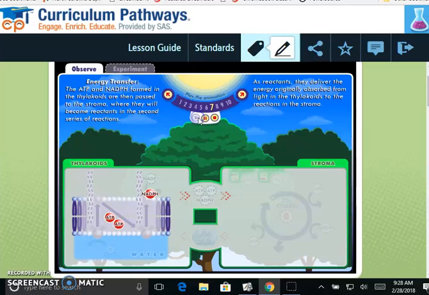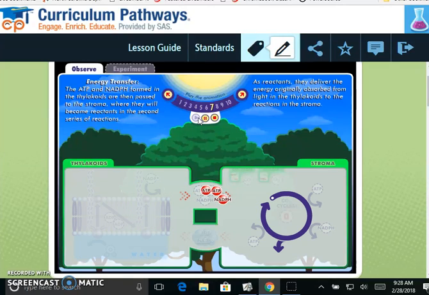All right, so our next phase in the animation. So the ATP that is generated and the NADPH that's generated are then sent to the stroma for the light-independent reaction.